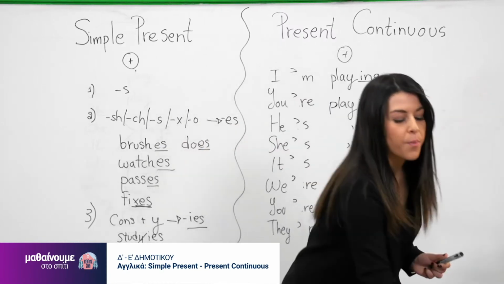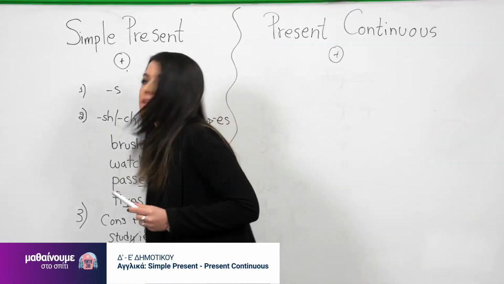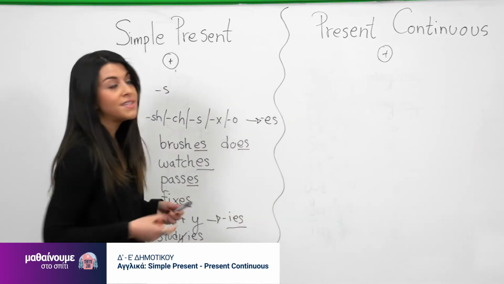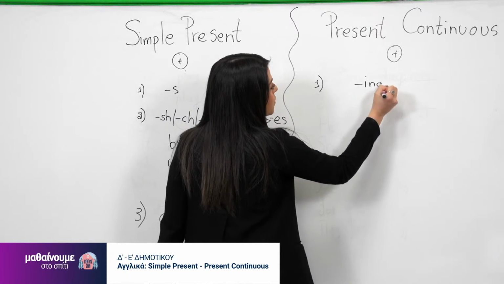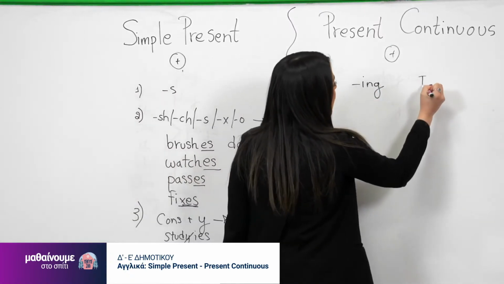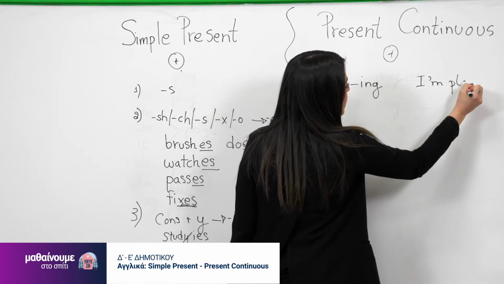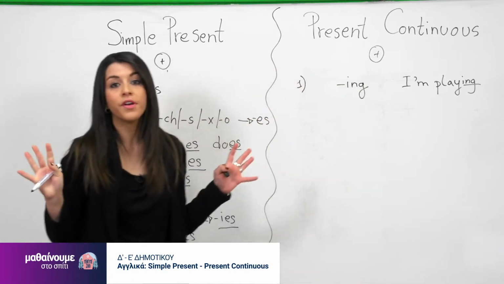Okay? Now, let's go back. Spelling rules. So again, let's remember the spelling rules of present continuous in the affirmative. The first rule, okay? We just said add ing to the verb in the end. So play, playing. Let's do play here again. I'm playing. Okay? First and important rule.